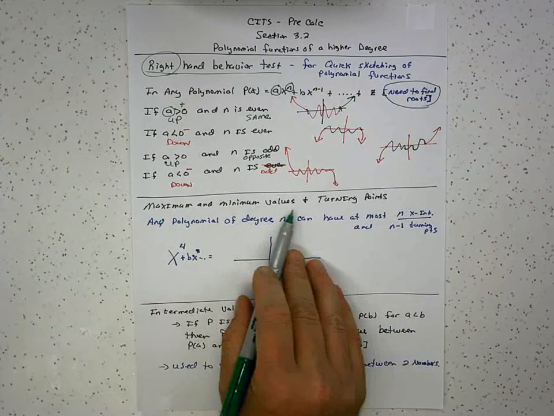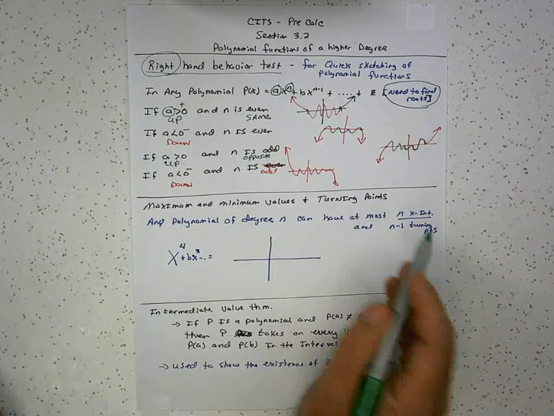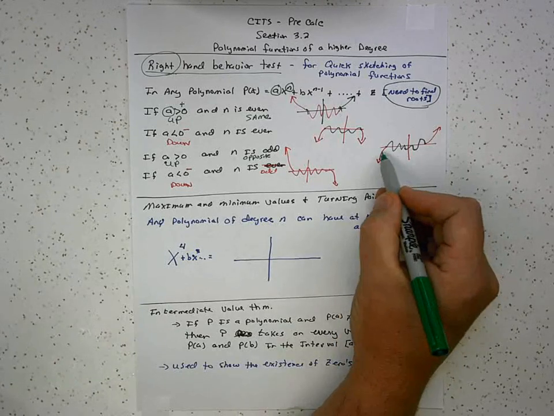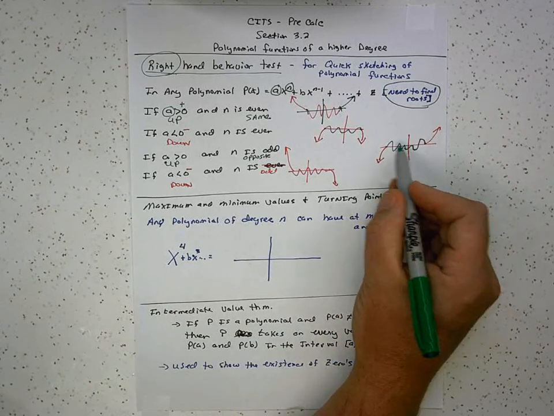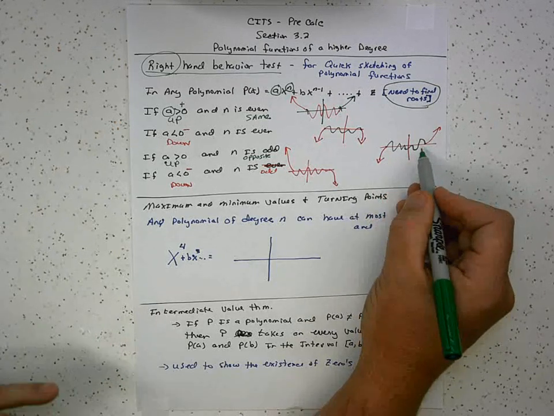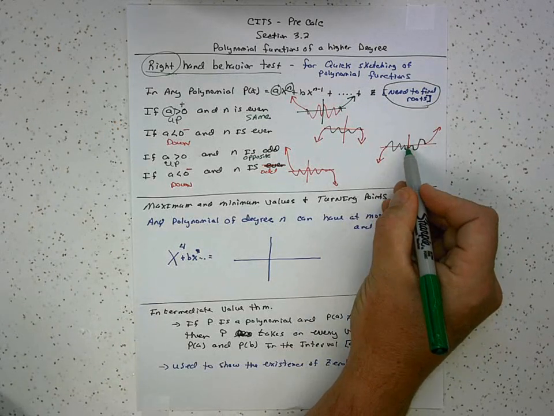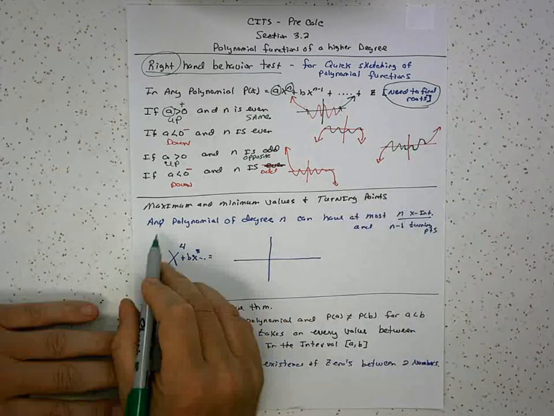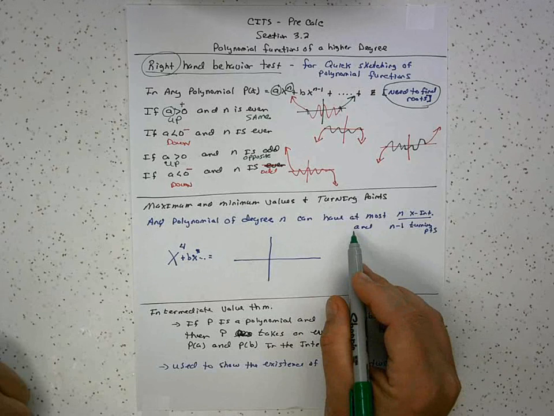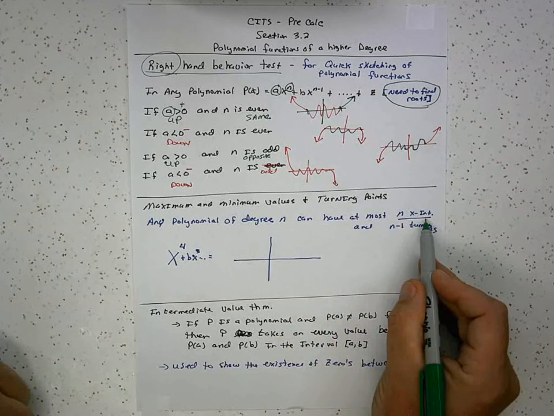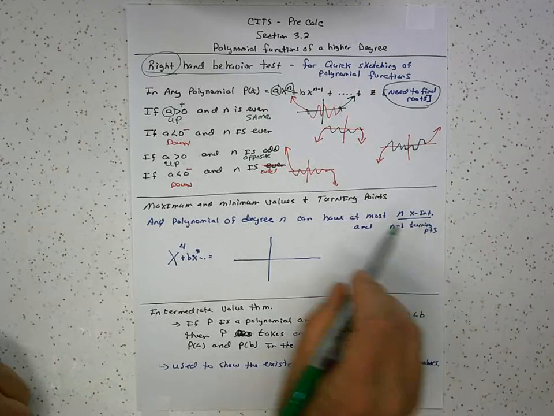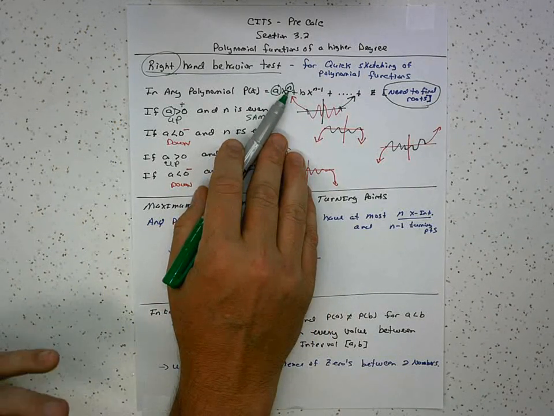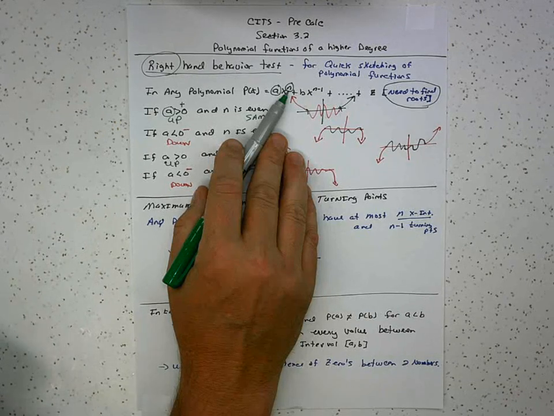Now, we do have maximum and minimum values and turning points. If I look at these graphs, we will have maximum and minimum values between the extremes. We might have a couple of different maximums. Depending on where I start and where I finish, we might have a minimum value. So any polynomial of degree n can have at most n x-intercepts. So I have the same number of x-intercepts as the degree. At most. I may not have as many, but I can't have more than that.